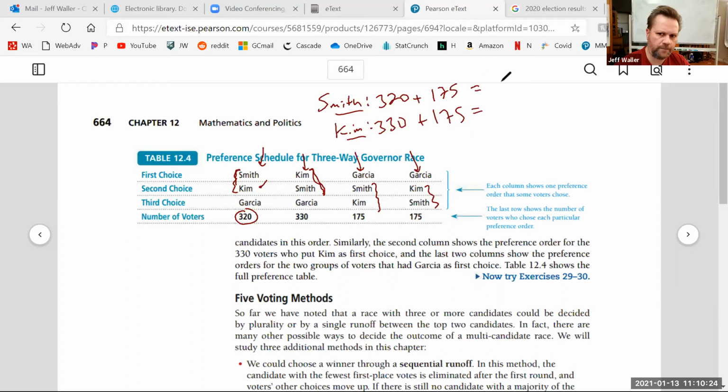So far, see how Kim's 10 more? I don't know. Are you guys with me out there? So that's 495, and this is 505, right? So between Kim and Smith, Kim wins more, right? So far. Then you have to compare Smith and Garcia the same way, and then you have to compare Kim and Garcia the same way.